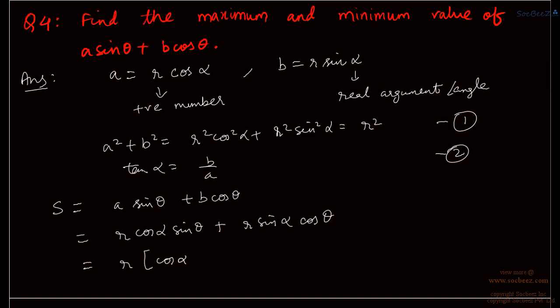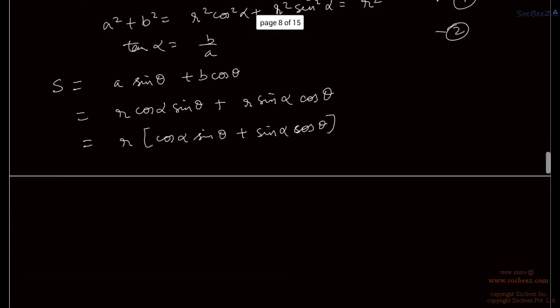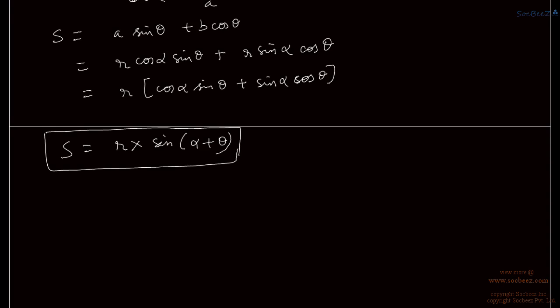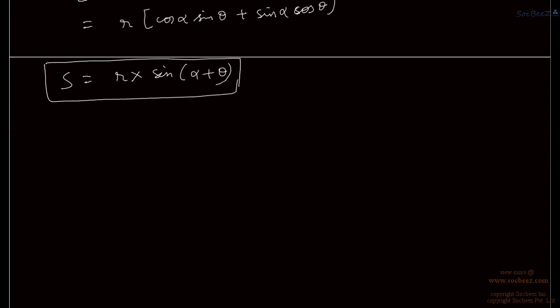So this can be written as r into cos alpha sin theta plus sin alpha cos theta. Let's take r common here. Right. Now we are back to a cos alpha sin theta plus sin alpha cos theta kind of expression. Okay, so this can be again contracted into r into sine of alpha plus theta. The sine of alpha plus theta when expanded is this. So our expression S is nothing but r into sine of alpha plus theta.